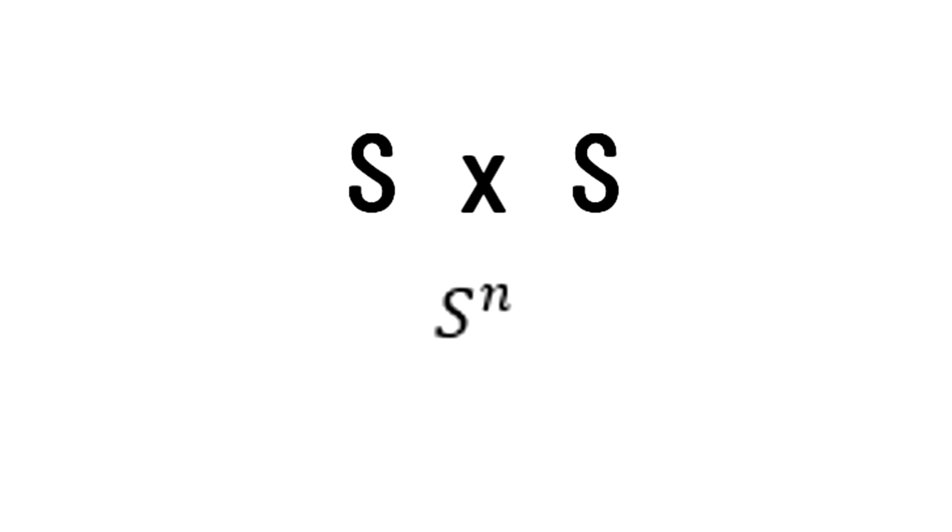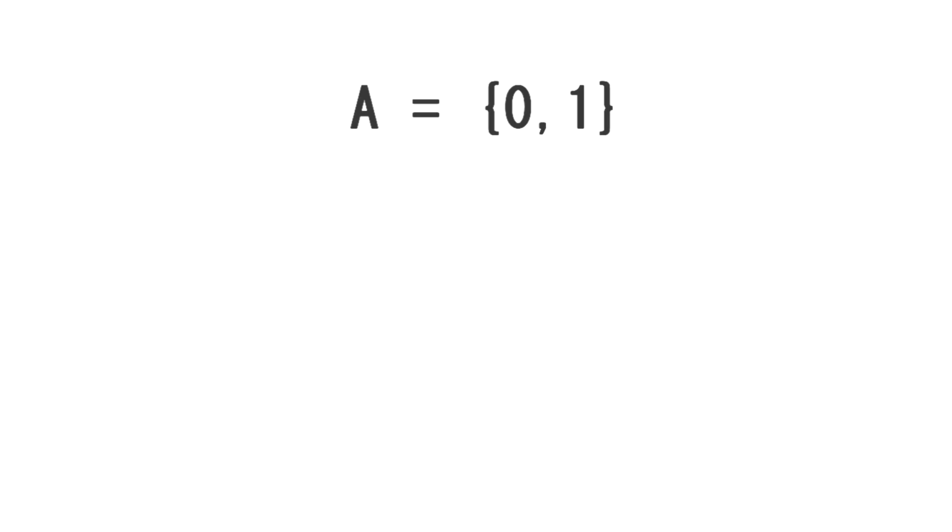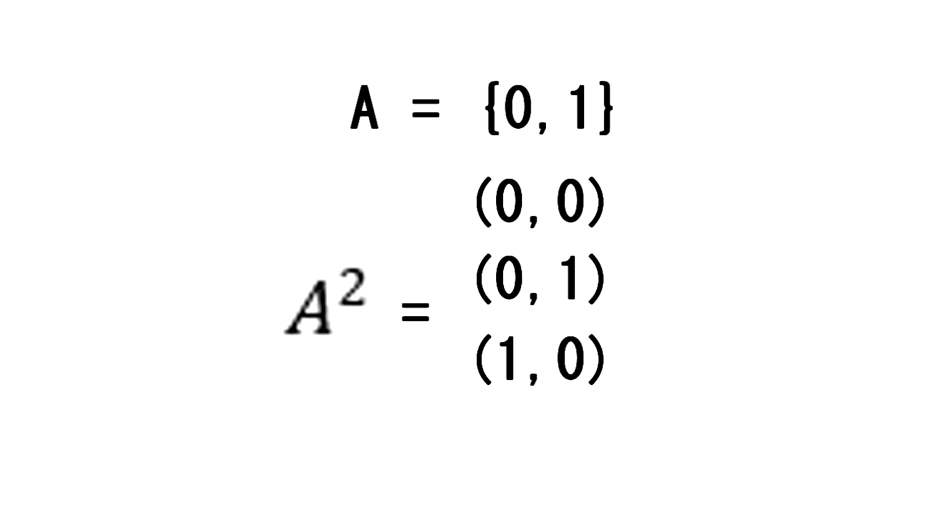It is possible to have a Cartesian product of a set and itself. We denote this by attaching power exponents to the name of the set, S raised to n. For set A equals {0, 1}, the Cartesian product of this, A raised to 2, is equal to {(0,0), (0,1), (1,0), (1,1)}.